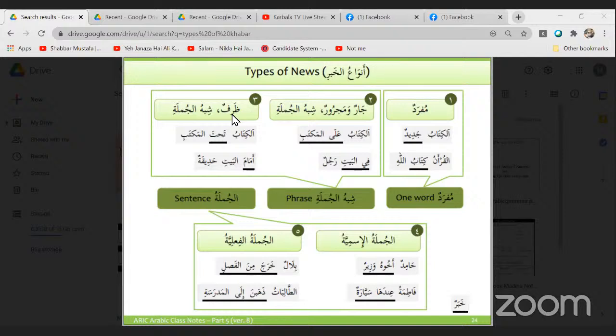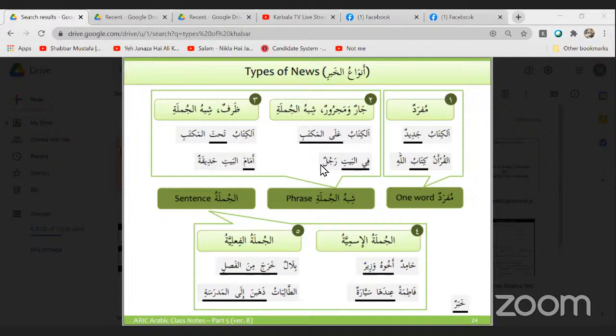Whenever they come, they always come as mudaf and mudaf ilay. So here, al-kitabu tahta al-maktabi. The book is under the desk, the table. So here, tahta is mudaf, al-maktabi is mudaf ilay. You may remember this from lesson number 6 or 7 from book 1.